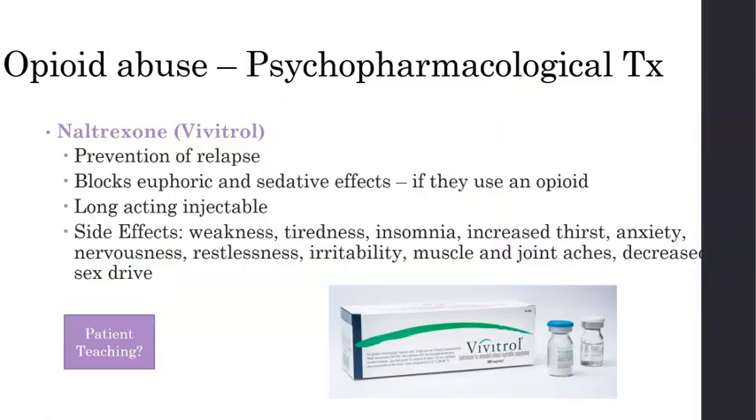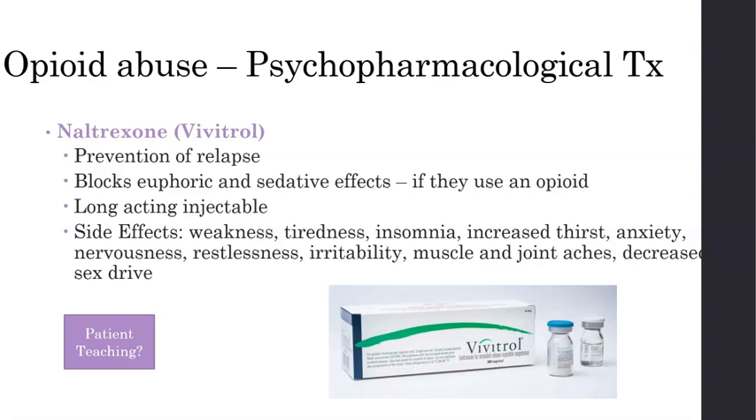Another option, if we are talking about opioid abuse, is naltrexone or Vivitrol. It prevents relapse, blocks the euphoric effect, and decreases cravings. It comes as a daily pill or monthly injectable. We do have some side effects, but they tend to go away after a little bit. Upset stomach is the biggest one. It generally is pretty safe. I've used naltrexone and Vivitrol a lot with some of my patients when I worked in addiction.